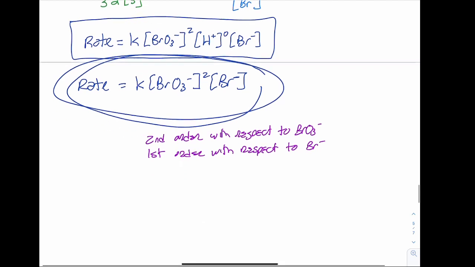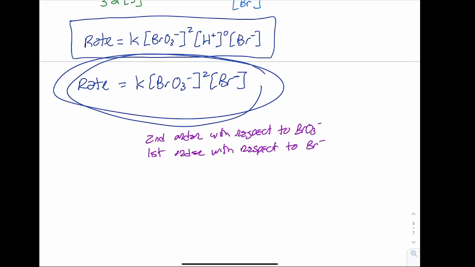Because we haven't done one like this yet. Remember, we add our exponents to figure out our overall order. So I have a 2 on bromate. Br minus, bromide, has a 1. So it's third order overall. So first order with respect to bromate, first order with respect to bromide, third order overall. You could include 0 order with respect to protons, to hydrogen ions.